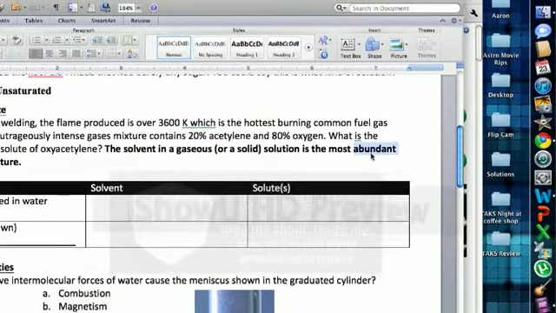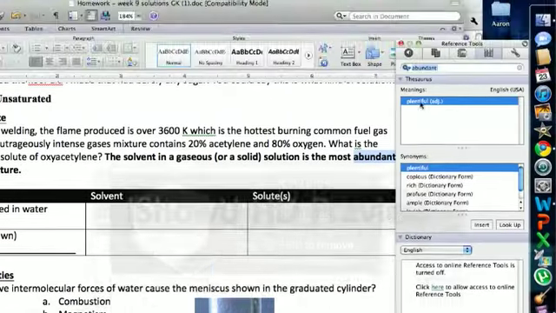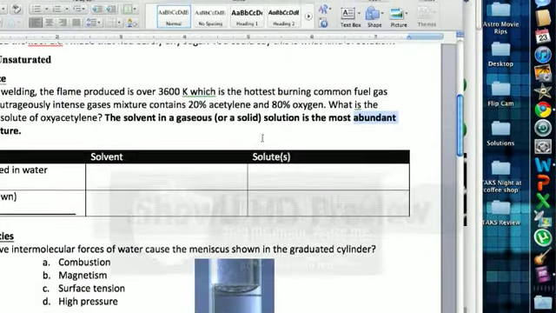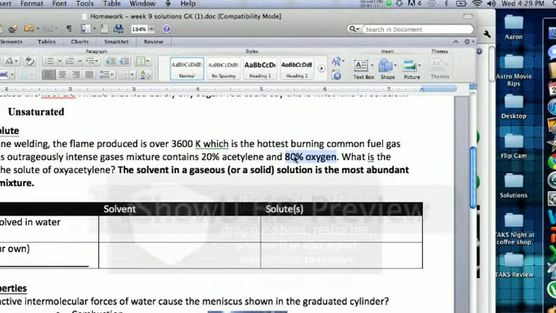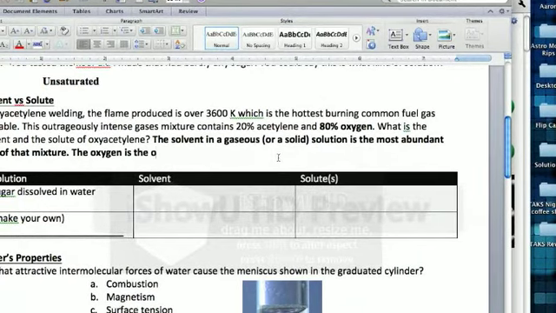What does most abundant mean? Well, we could look this up if we wanted. Look up the definition. It says plentiful, adjective. Plentiful means whatever there is the most of. In this case, we know that 80% is greater than 20%. So we would say 80%, the oxygen, is the solvent because it is the most abundant.